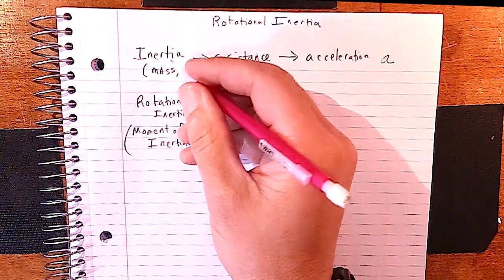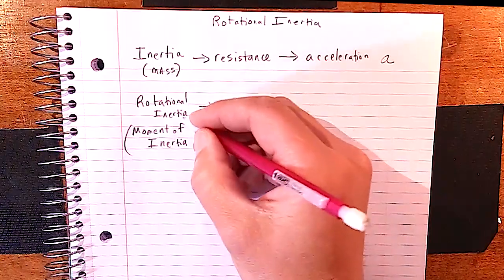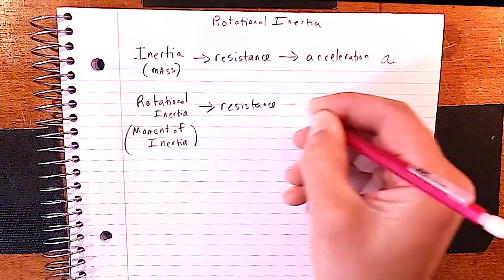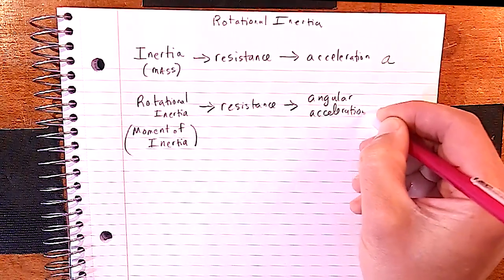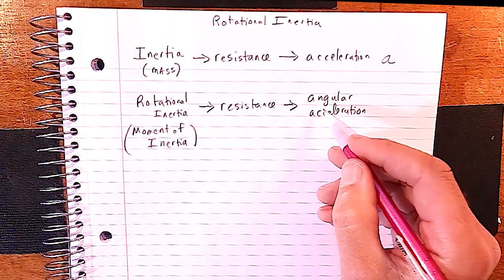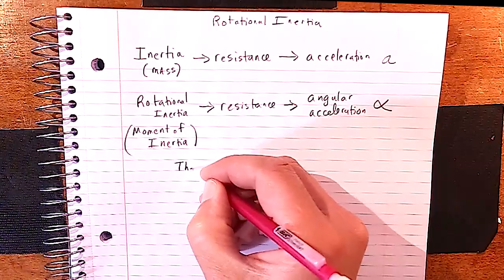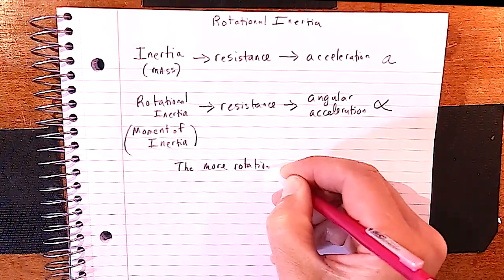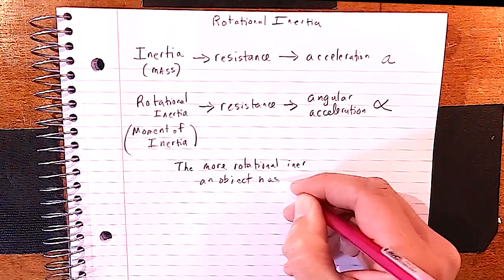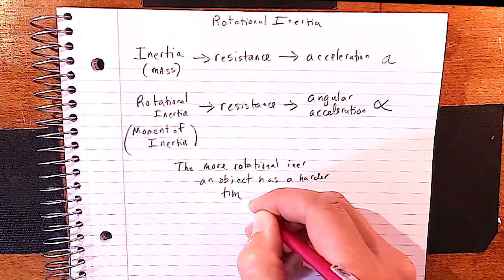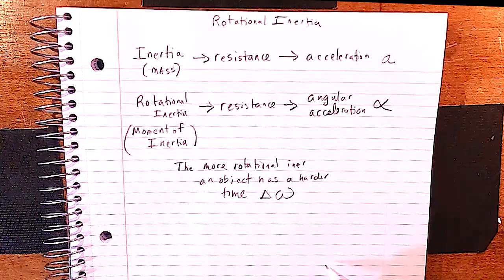So if regular inertia, mass, resists acceleration, what does rotational inertia resist? Well, that's resistance to angular acceleration. So the more something has of rotational inertia, the more difficult it is to angularly accelerate, or we can say to make it alpha. And this should also make sense, that the more rotational inertia something has, the harder time an object has changing what? Well, what does alpha do? Alpha changes angular velocity. So that would be delta omega.